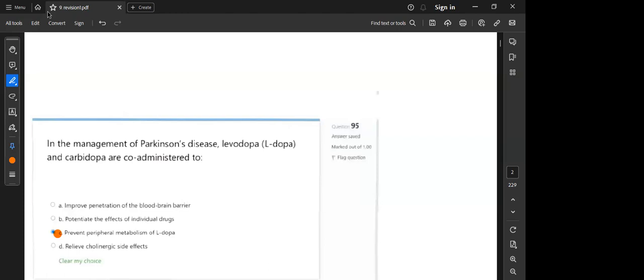Somebody is asking about pramipexole. I think it's also used in Parkinson's. I don't know its mechanism of action.